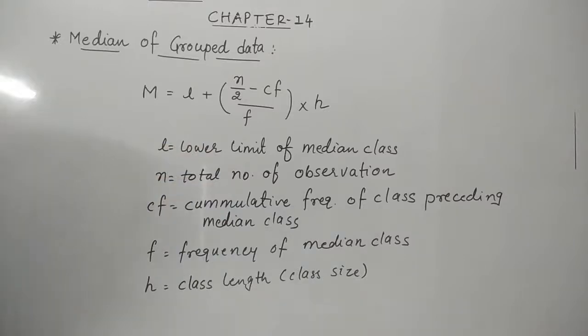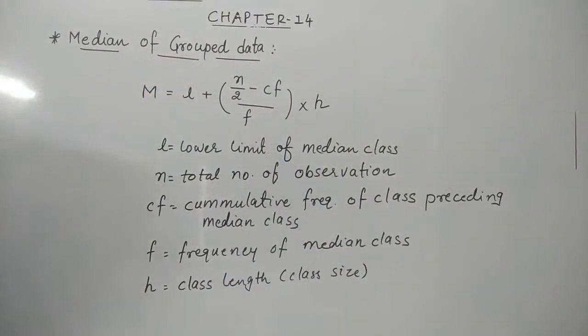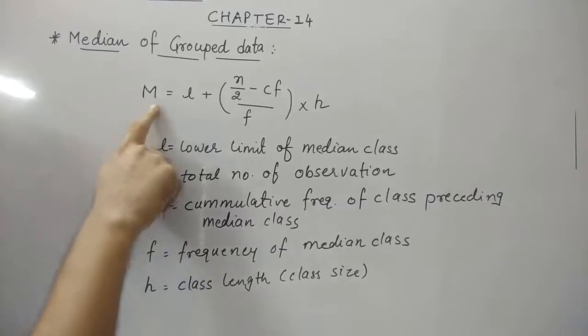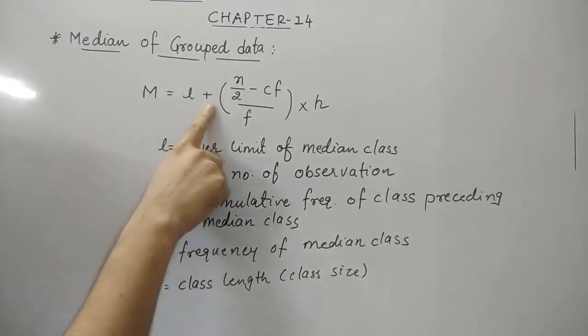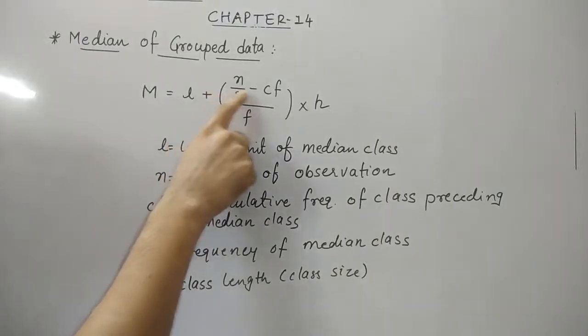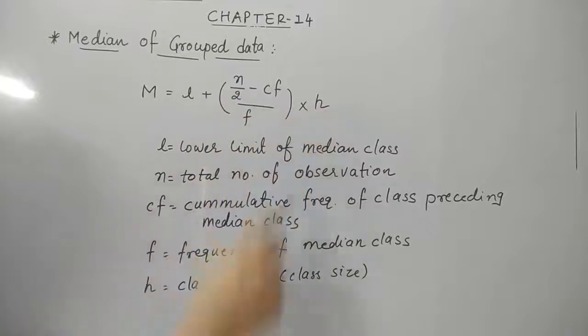That was for ungrouped data. Now let us find out the median for grouped data. Median is also denoted by capital M. Here is the formula: M = L + ((N/2 − CF) / F) × H.